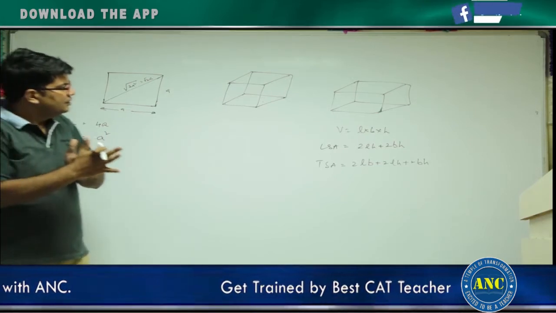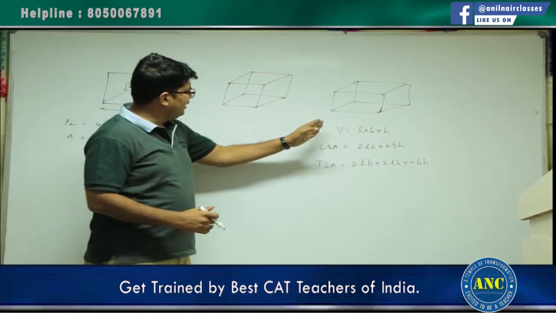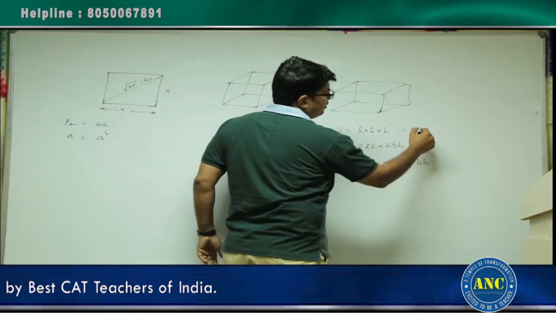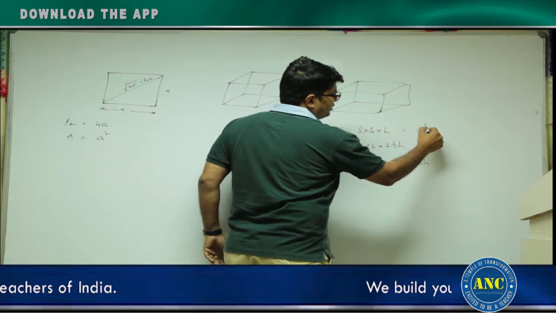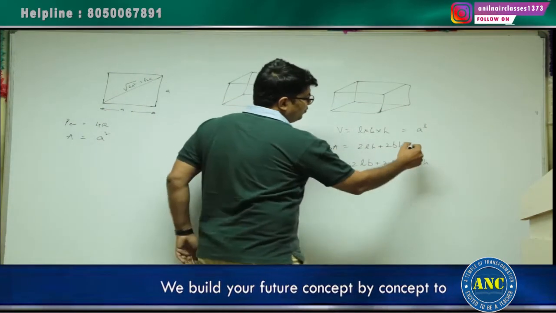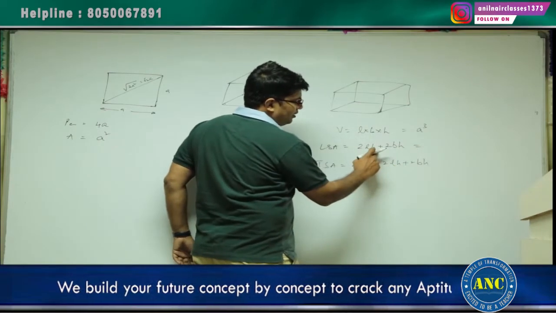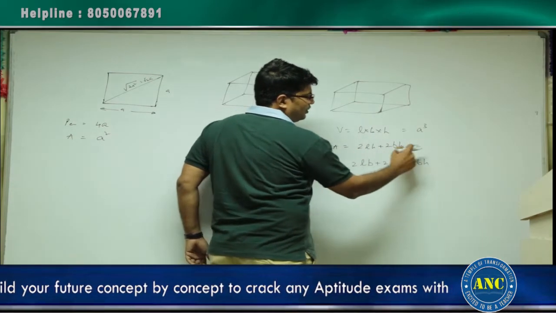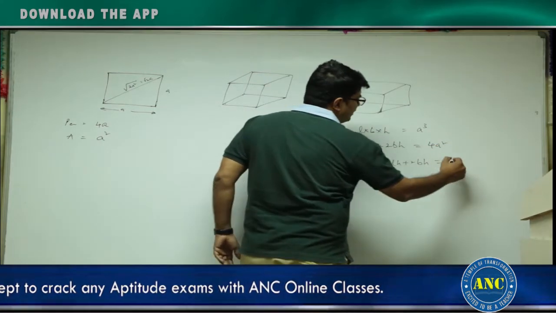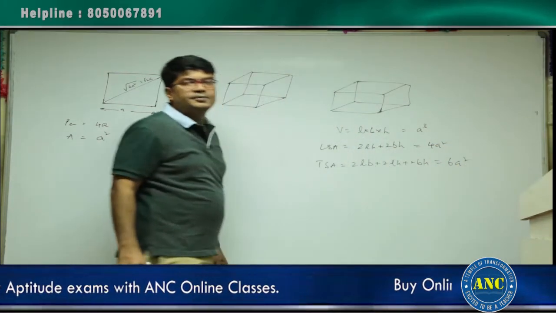Yes. Brilliant. So can you apply quickly the same things for a cube? Yes, sir. What happens here? Alright. A cube, because it is A into A. So what will be this one? 4A square, 2A square plus 2A square. So it is 4A square. Total surface area 6A square. Brilliant.